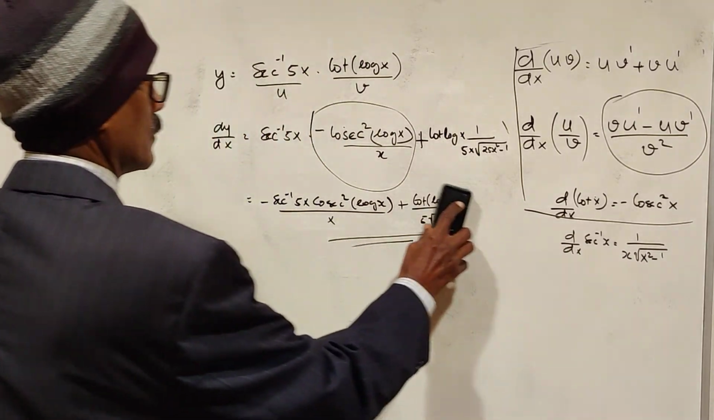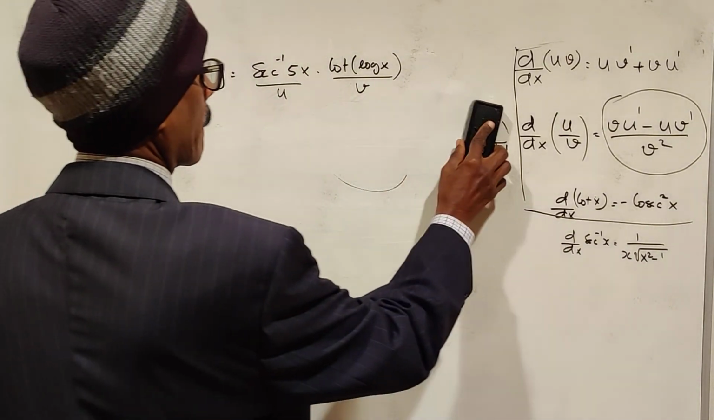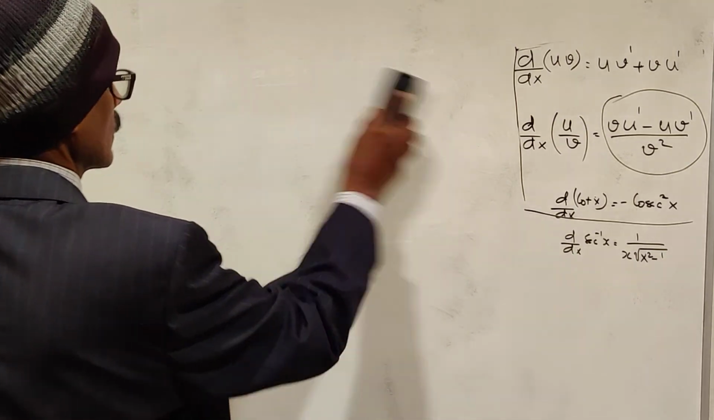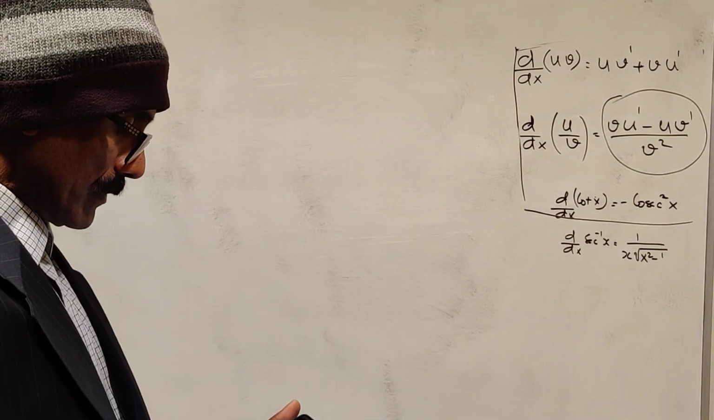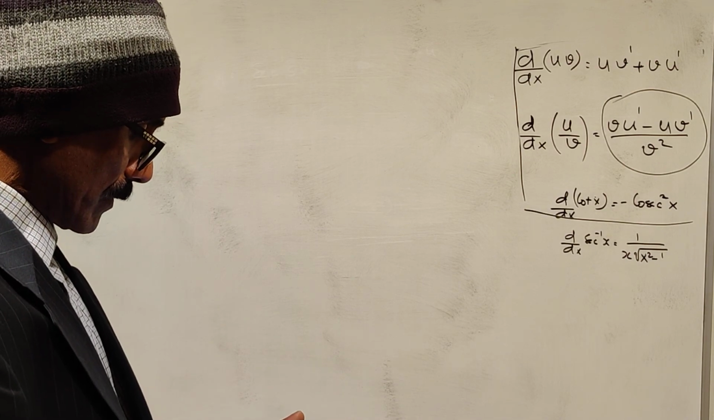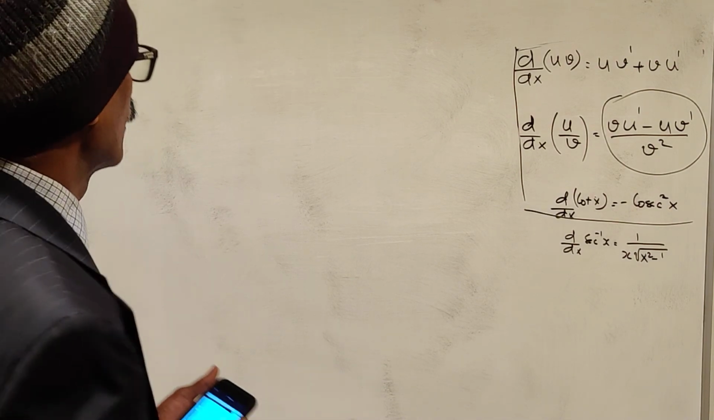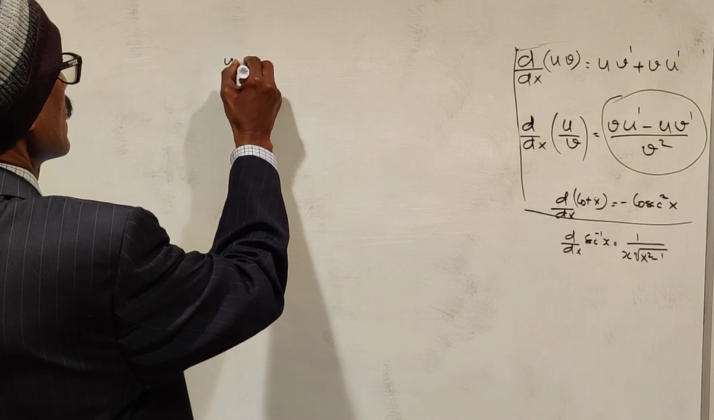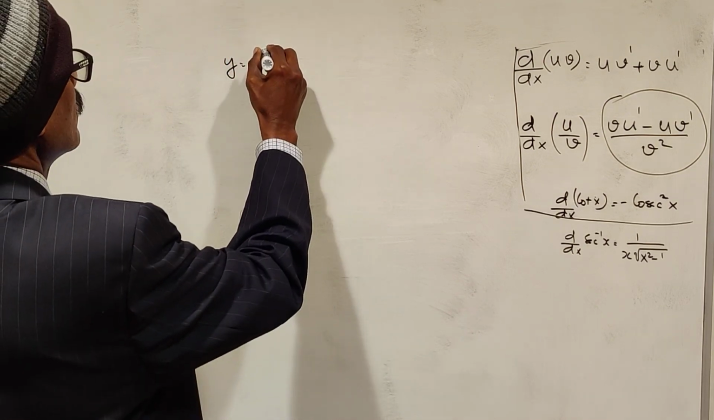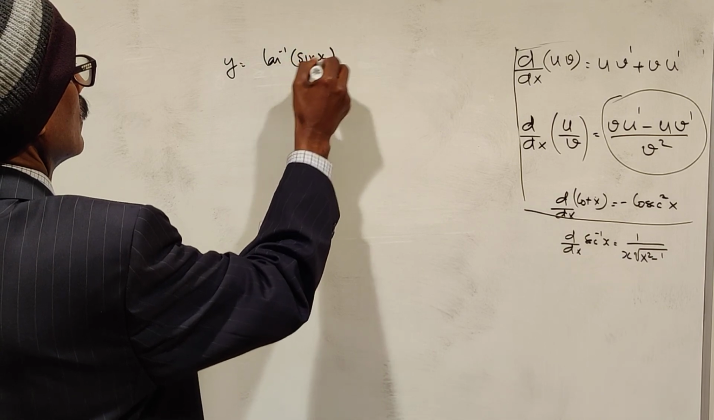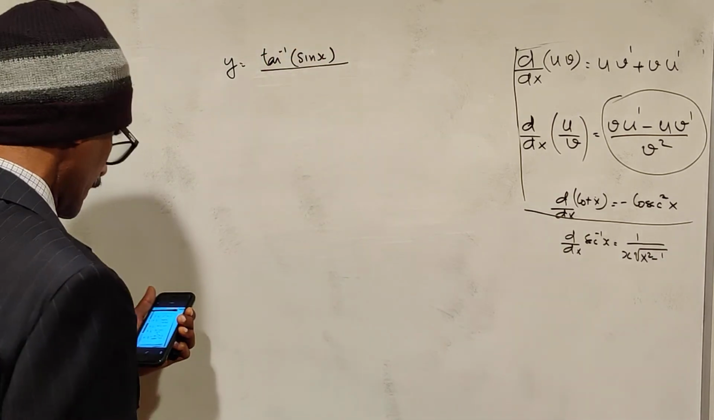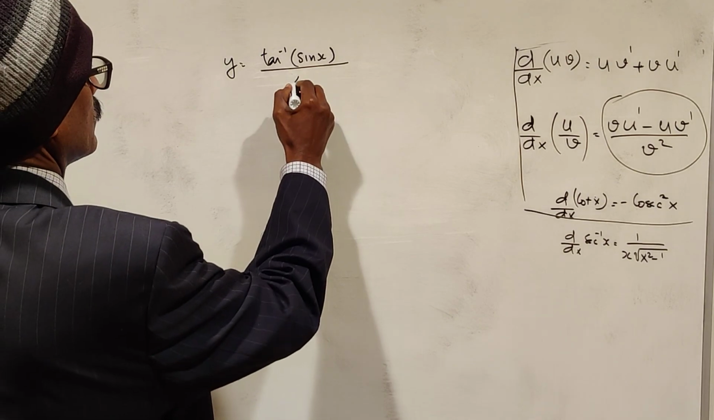Okay, next one. y equals tan inverse sin x by x square.